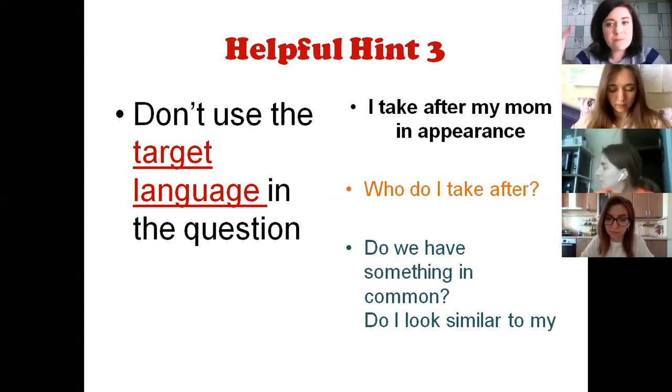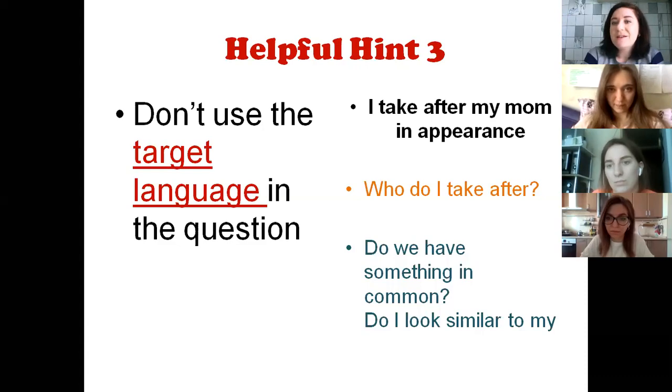For example, from yesterday's lesson, I take after my mom in appearance. It's intermediate level. So I need to check phrasal verb take after. If I ask, who do I take after? Do I check this? No. I use the target language, and the focus is not on the phrasal verb, and the focus is on a completely different thing. And it's better to ask something like, do we have something in common? Do I look similar to my mom? That would be without target language, but you will check the meaning.